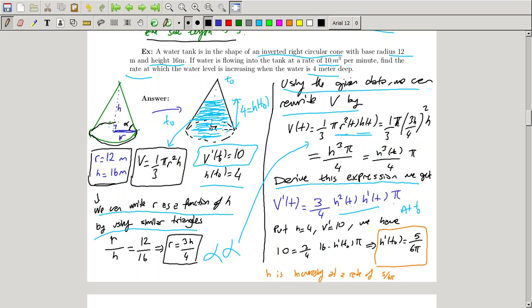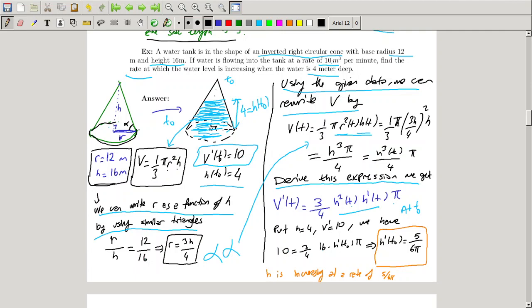So I wrote everything which is given in the question on the left side, and I will try to evaluate my calculation on the right side. So on the left side, again, what do we have? What is the volume of the cone? We have V = 1/3 π r² h. Everything, r and h and V, are depending on t.